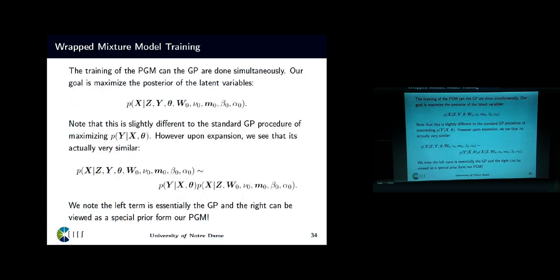Now, that's nice, but we still have to worry about how do we actually get this model to learn, how do we train it. So we have two systems, or I'm going to refer to them as two systems. We have the PGM and we also have the GP, and we're going to be optimizing those simultaneously. And basically we want to maximize this likelihood, like the latent variables. So this is different originally than our GP procedure. But, however, if we expand it out, we see that it actually is.